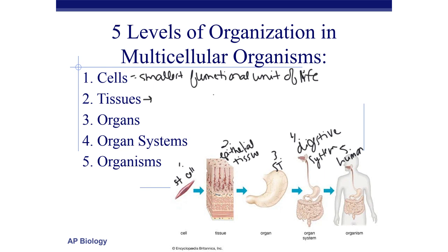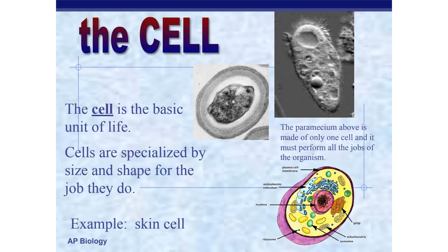Remember, tissues are going to be groups of cells working together with similar functions. Organs, groups of tissues working together, organ systems, groups of organs working together, organisms, groups of systems working together. Again, if you need a refresher on that, write those down again, right? Tissues, groups of cells with similar function, organs, groups of tissues, systems, groups of organs, organisms, groups of systems.